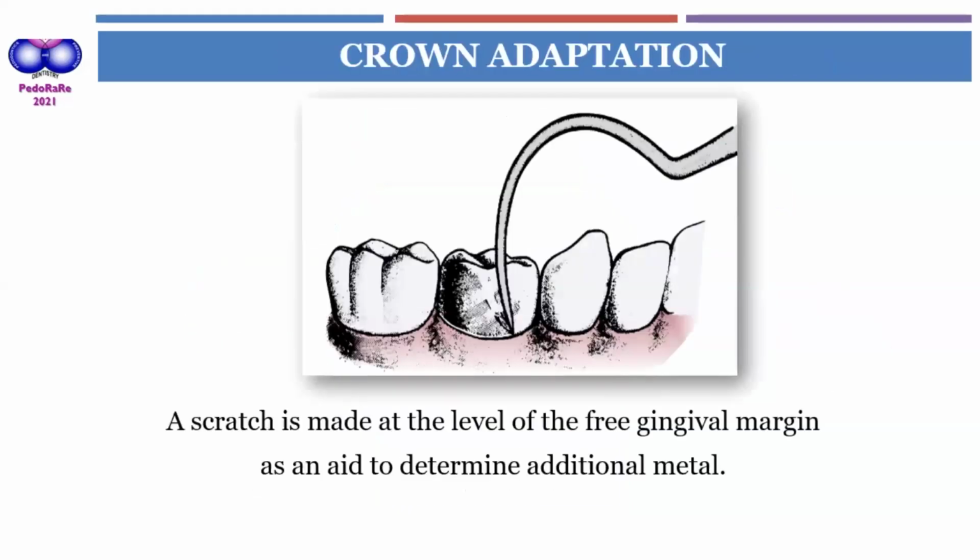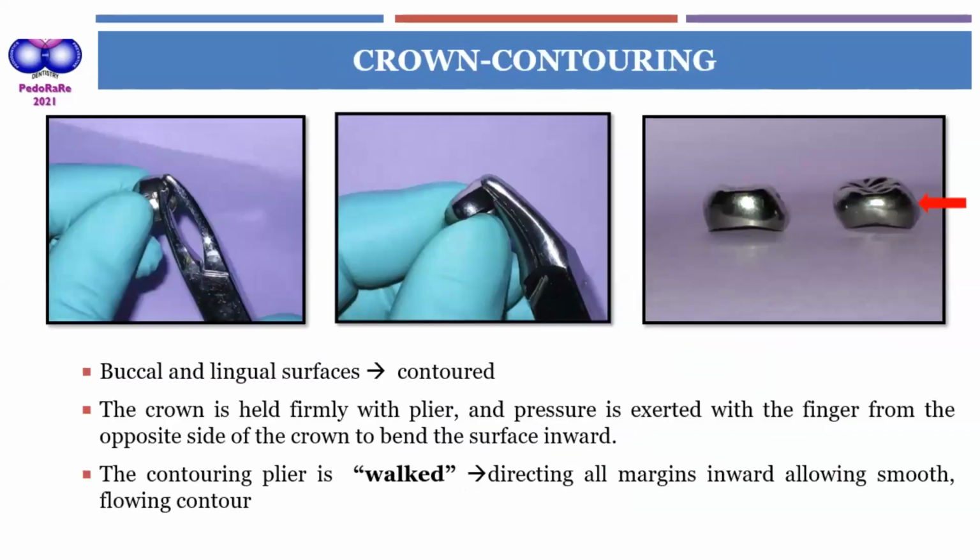Once we place the crown, we make a scratch at the level of the free gingival margin as an aid to determine the additional metal. Once I place it, the crown goes inside freely. It should not have a lot of resistance. Then the excess material is cut off with the scissor. We keep it around 1 millimeter below the marked line. We cut the metal with the scissor on the buccal and lingual surface.